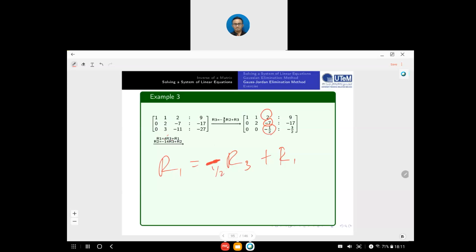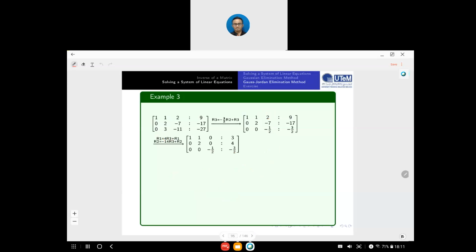Apa yang ada ke atas is 2. So 2 divided by 1 over 2 becomes 2 times 2, R3 plus R1. That's why here is 4, because 2 divided by 1 over 2 is equal to 4. That's why we put 4 here. Okay? So you can get the answer, this one. Something like this. Okay?